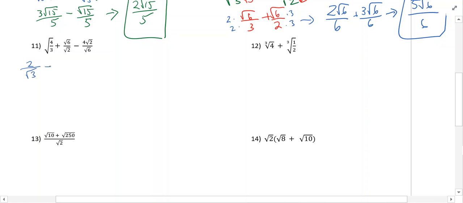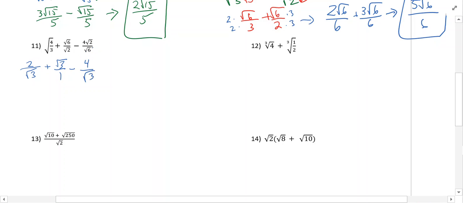So here I have plus rad 6 and rad 2, those can be simplified. Rad 6 divided by 2 would leave me with rad 3 over 1. And here, same thing, rad 2 and rad 6, I can reduce those. So I'm left with minus 4 over rad 3, because 2 and 6, I can factor 2 out of both of them.